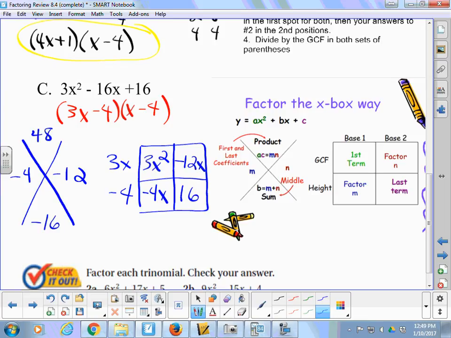Then we do the columns. 3x squared, negative 4x, they have an x in common. And negative 12 and 16, they also have negative 4 in common. So there's my 3x minus 4 and my x minus 4. So both methods are pretty easy. It just depends on, this one you end up doing more drawing, that one you just have to do a little bit of dividing. So whichever one you like the best, take it and use it.